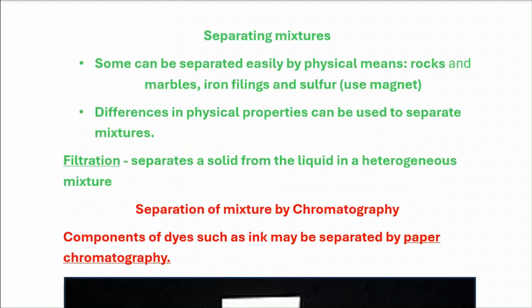Now let's talk about separating mixtures. Mixtures can be separated by physical means. For example, rocks and marbles. You can separate them easily. Iron filings and sulfur: you can use a magnet to separate them. Differences in physical properties can be used to separate mixtures. For example, if you have milk and cookie pieces and you have to separate them, the best way is filtration.